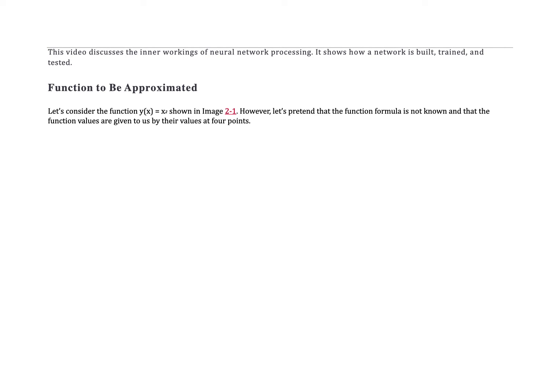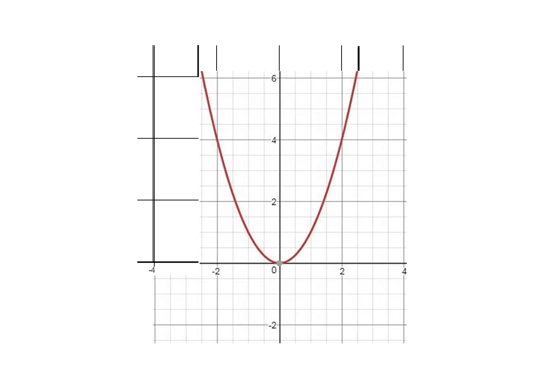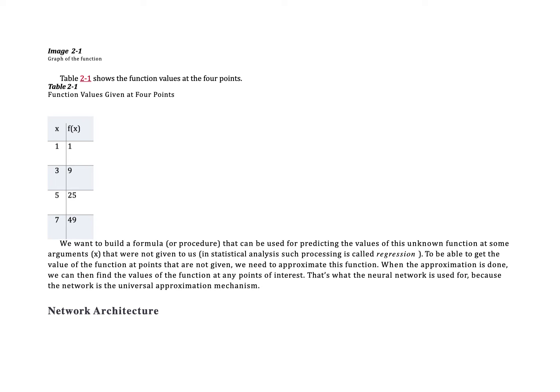Function to be approximated. Let's consider the function y(x) = x², shown in image 2.1. However, let's pretend that the function formula is not known and that the function values are given to us by their values at 4 points. Image 2.1, graph of the function. Table 2.1 shows the function values at the 4 points.